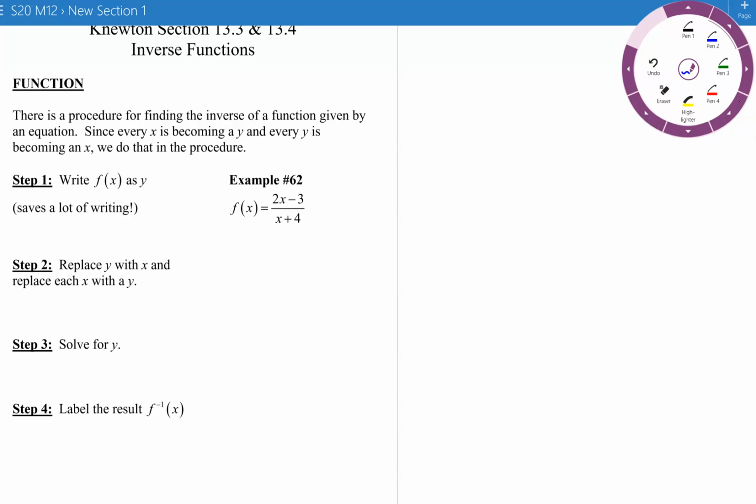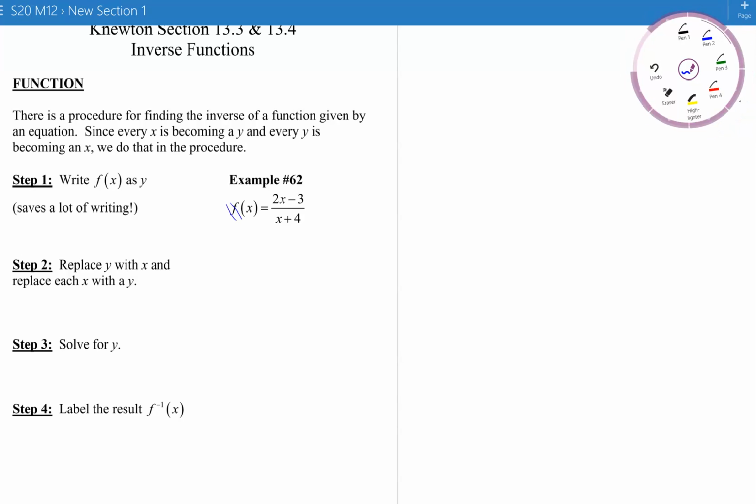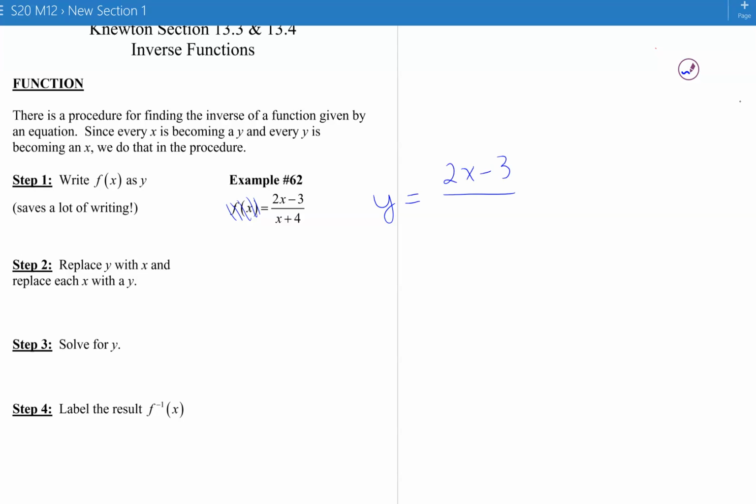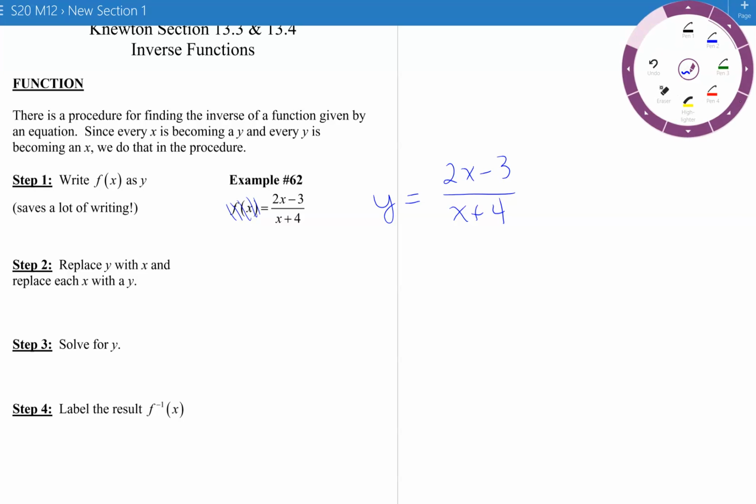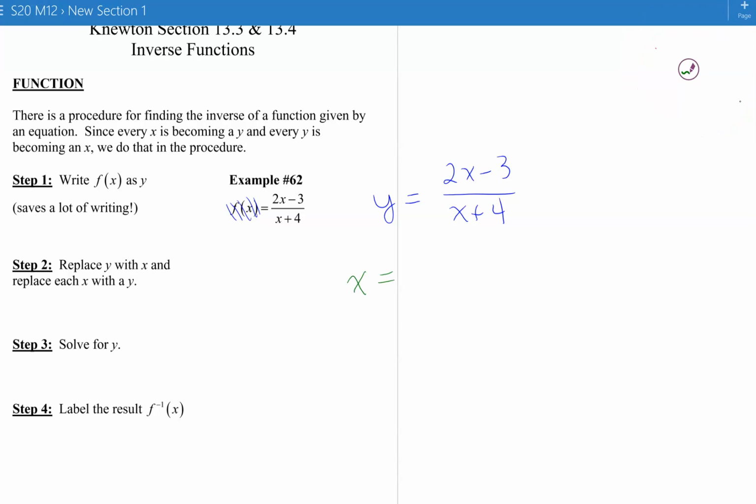So the first step is instead of writing f of x, I write y, just because f of x is 4 characters and y is 1. So it's going to save me a lot of writing. Then, because of the way the inverse function works, every y is going to become an x, and every x is going to become a y. And then we need to solve for y.